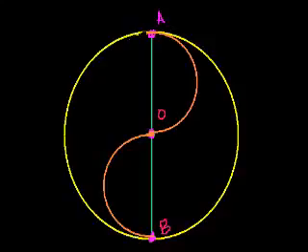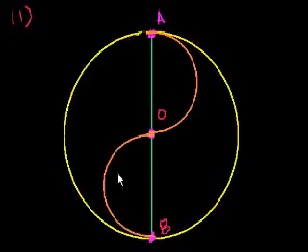Welcome back. We're now on problem number 11. This says the circle above has center O and diameter AB. It's a dotted line in the book, but I made it a solid green line. The two semicircles have diameters OA, so this is one semicircle, and this is its diameter, OA. And then OB, this is the other semicircle.